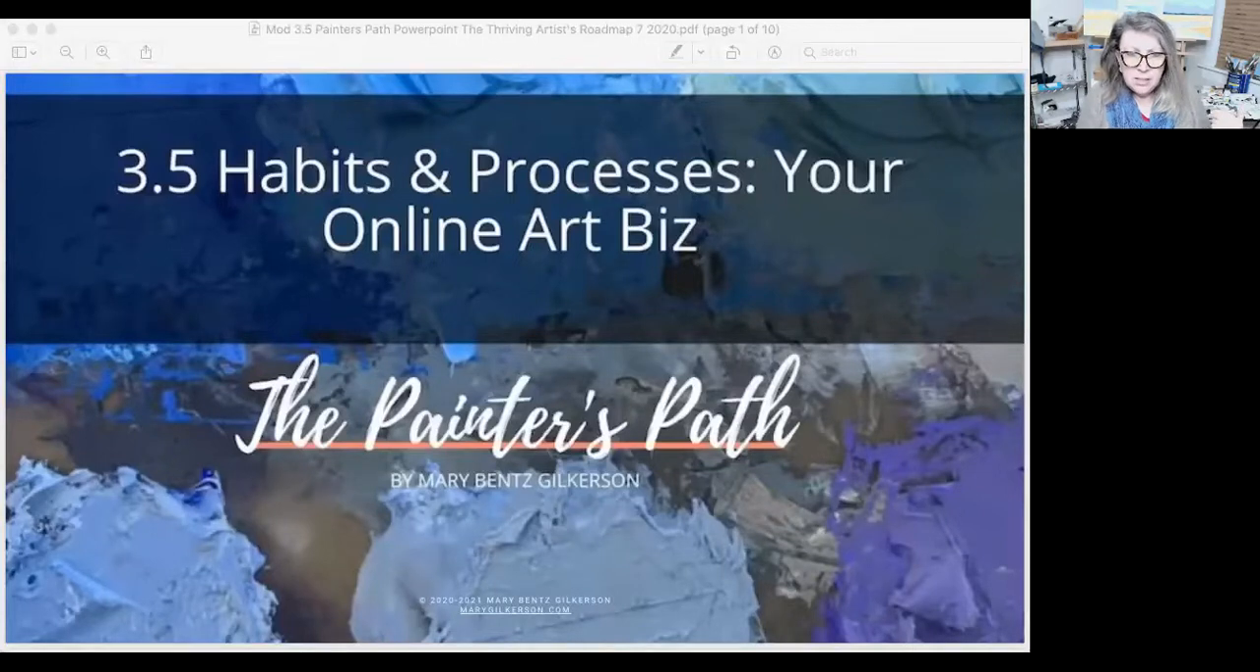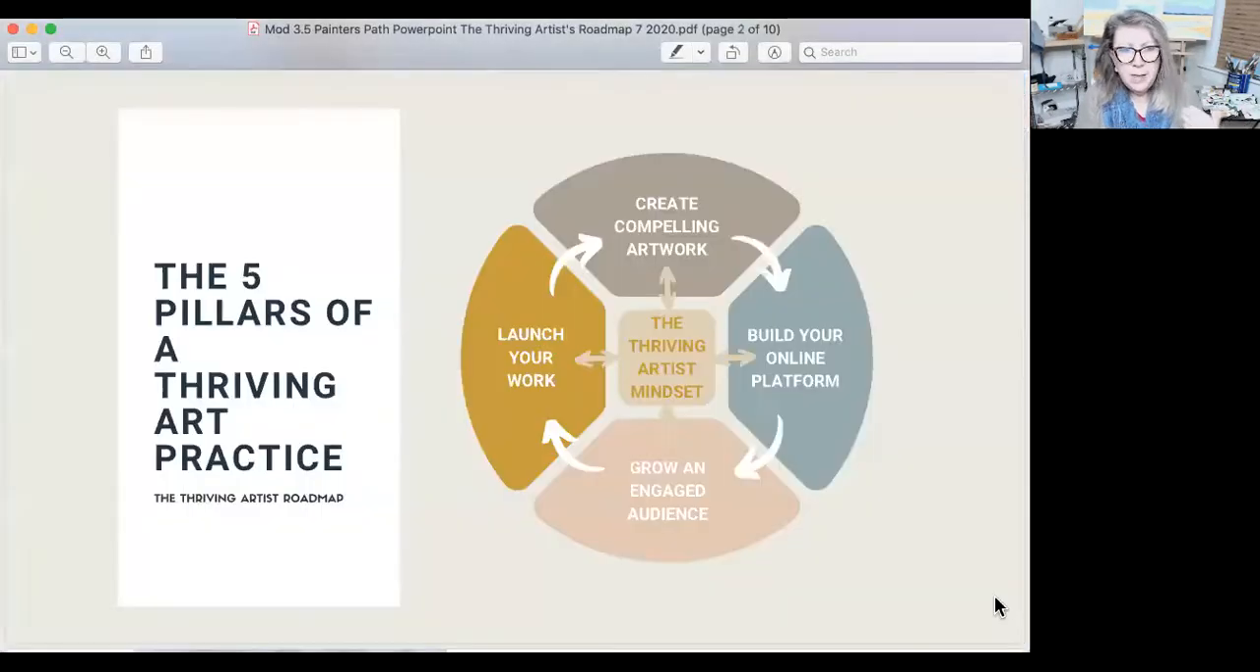They're just as important here as they are in any of the other areas, any of the other pillars that we've been talking about. There are 6 big art biz habits that we're going to focus on in just a second, but I want to briefly review what those 5 pillars are and where they are in relationship to each other. So let's take a look at the pillars again. Remember, the mindset's in the center. When you're creating compelling artwork, you're going to build your online platform. We're taking that one slightly out of order. We're going to do that next. You're going to grow an engaged audience. These are all the things that are going to lead to your ability to launch that artwork.